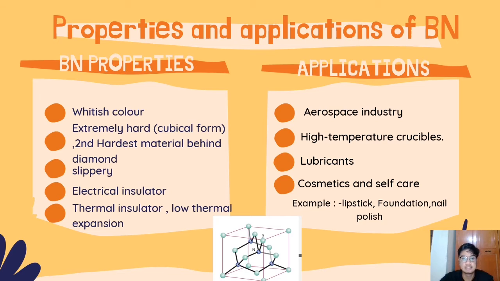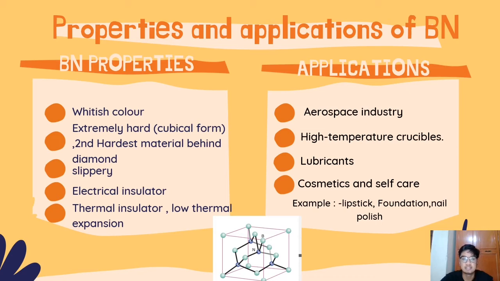These are the properties and applications of boron nitride. Boron nitride is whitish in color, or we call it white graphite because it looks very familiar and similar to graphite. It is extremely hard in a cubic form or cubic structure. Like I said earlier, it has various crystalline forms. This is the second form of boron nitride, and it is the second hardest material behind diamond. It is also slippery.